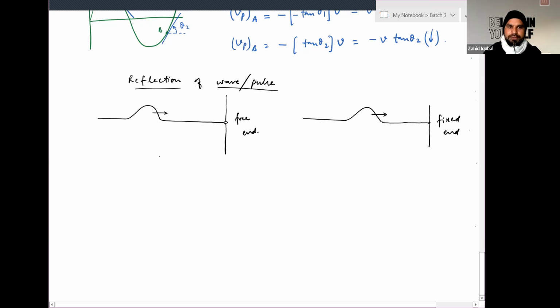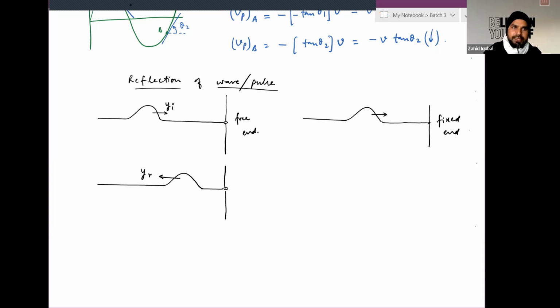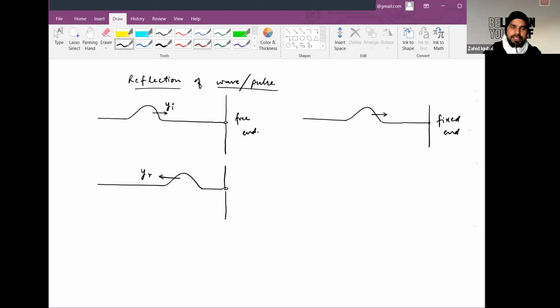In the first condition, since this end is free to oscillate, it will tend to oscillate according to the direction or shape of the pulse. So on reflection, there will be no change in phase, only the direction of travel of the wave gets reversed. So there will be an incident wave and a reflected wave, differing only in direction. Phase difference will be 0.